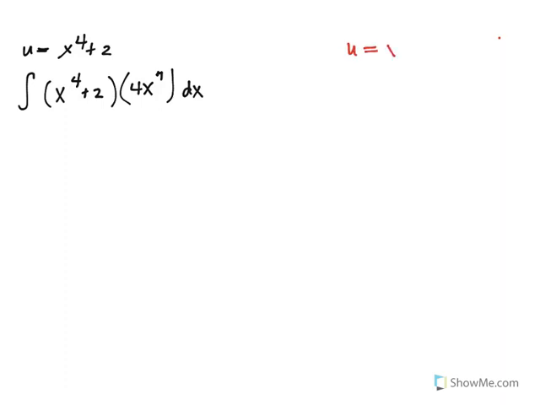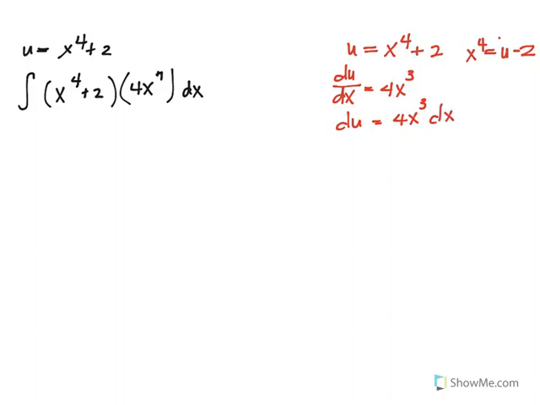Okay, so the first thing we're going to do is utilize our u substitution. So that is u is x to the power of 4 plus 2. That also means that x to the power of 4 is the same thing as u minus 2. Okay, that also means that du dx is equal to 4x to the power of 3, and therefore du would be 4x cubed times dx. Right? So now we're going to make those substitutions in here.